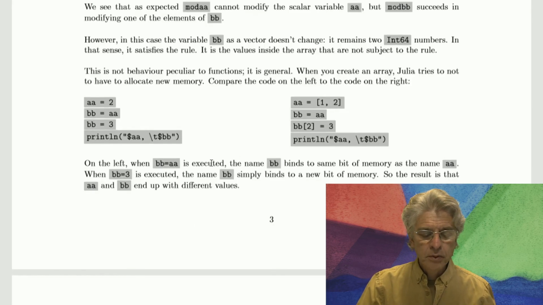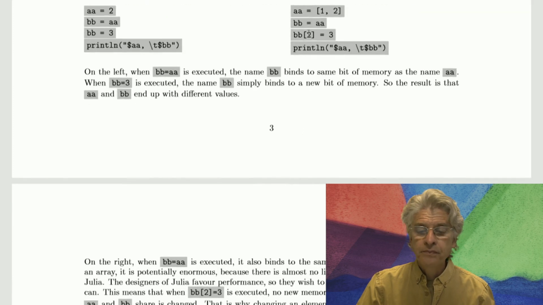But the important point is that when we have BB equals AA, the BB binds to the same bit of memory as the name A. When BB equals 3 is executed, the name BB simply binds to a new bit of memory. But on the right, when BB at 2 equals 3 is executed, it doesn't bind to new memory.